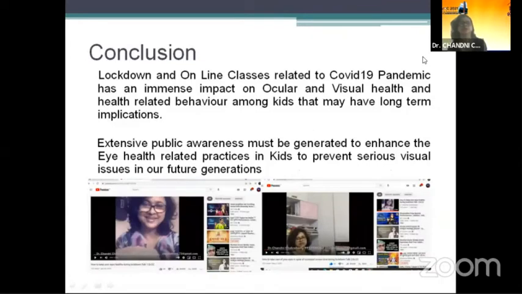The limitations of my study are small sample size and the short follow-up period. But lockdown and online classes related to the COVID-19 pandemic have an immense impact on the ocular and visual health and health-related behavior among the kids. And extensive public awareness must be generated on health-related issues of kids.